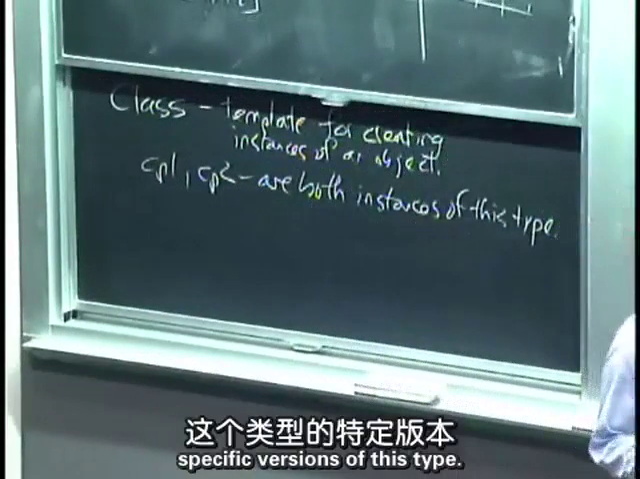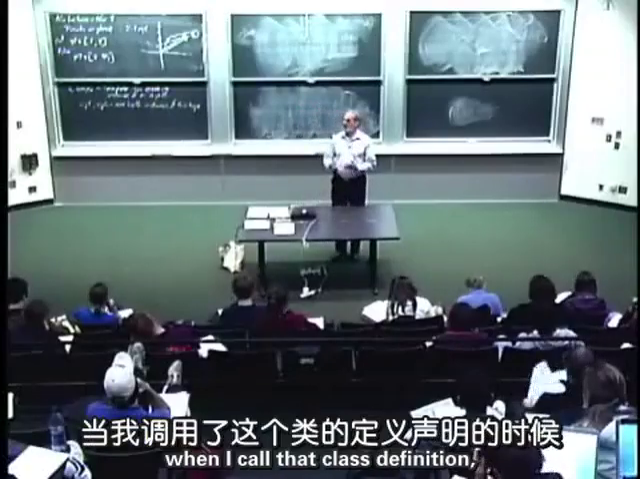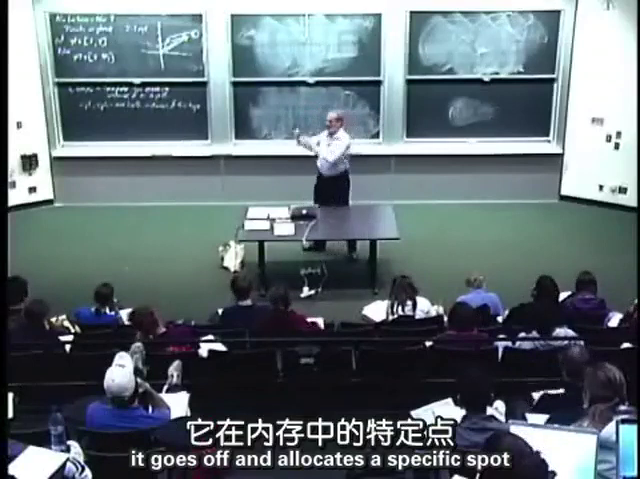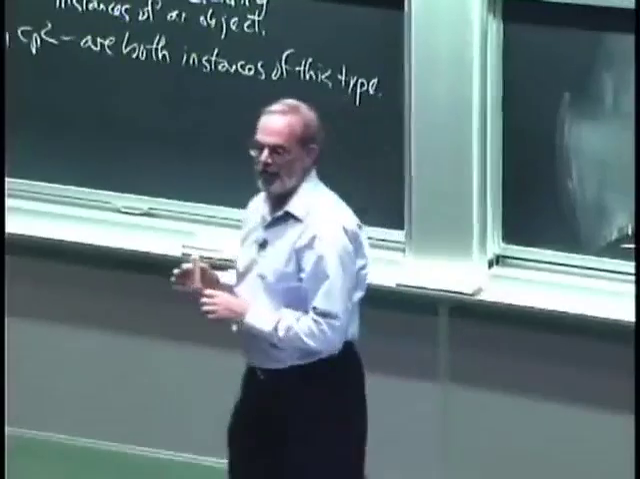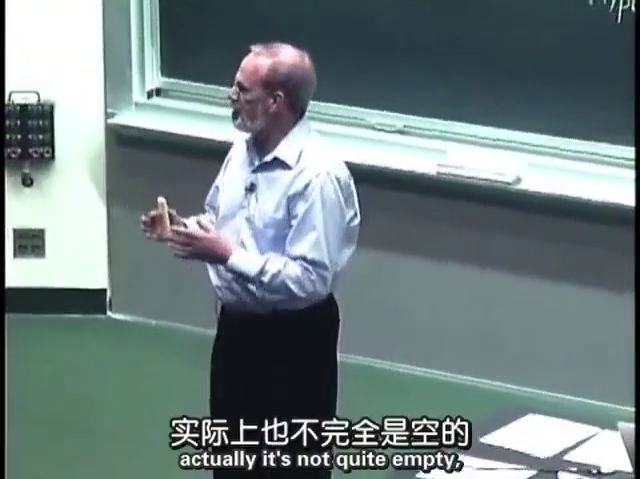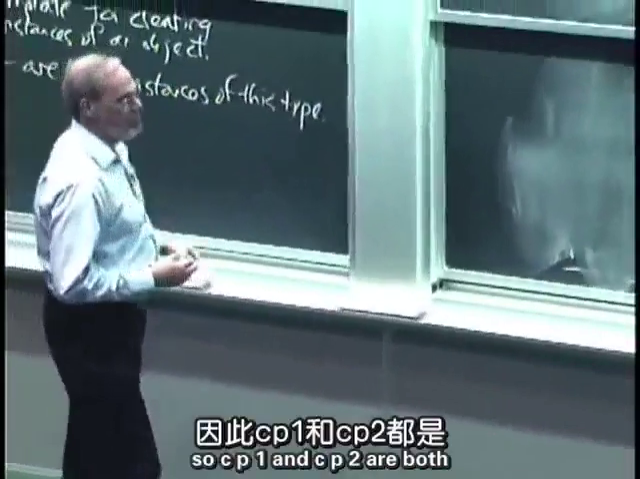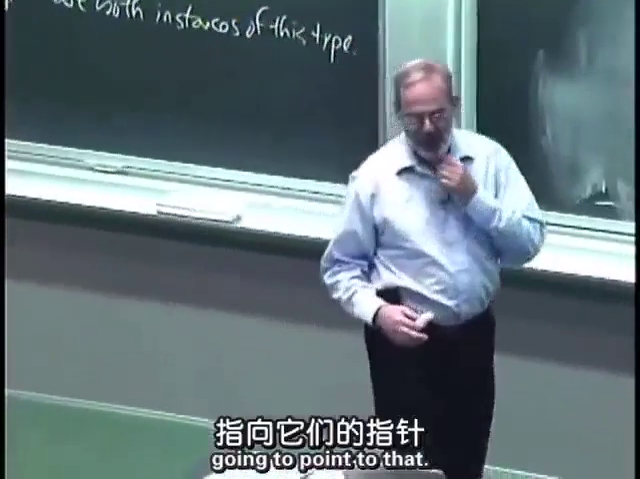Specific versions of this type. For now, the way to think about this is when I call that class definition, it goes off and allocates a specific spot in memory that corresponds to that instance. Right now, it's empty. Actually, it's not quite empty. It has a pointer back to the class. All right? And I can give a name to that. So CP1 and CP2 are both going to point to that.